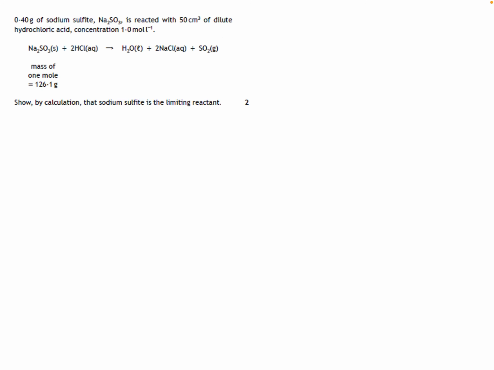Okay, so now we're going to have a wee look at some excess calculations. And what we'll do is, let's have a look at this first one. What I'm going to do to start with is tell you the 3 steps I use when I do an excess calculation. Okay, my 3 steps for this are: 1, calculate the actual number of moles for both reactants.